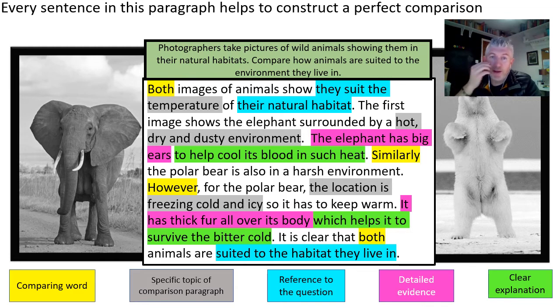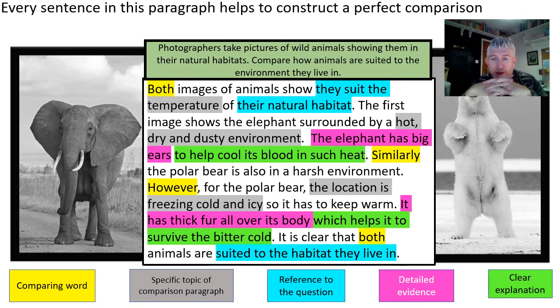I've got my grey highlighter to indicate where I have had a very clear focus of comparison for this paragraph. This paragraph is about temperature of the environment they live in. So everything in grey is a reference or a clear focus on the idea of temperature. The blue is a reference to the question, and how the question looks at the idea of being suited to the environment they live in. I've used that in the first sentence and in the last sentence to make sure that my paragraph starts and ends by answering the question.